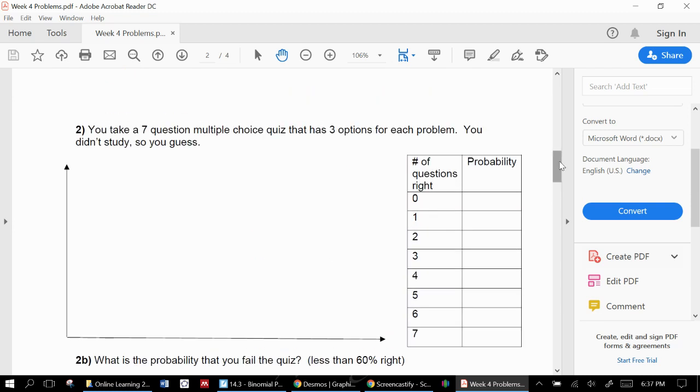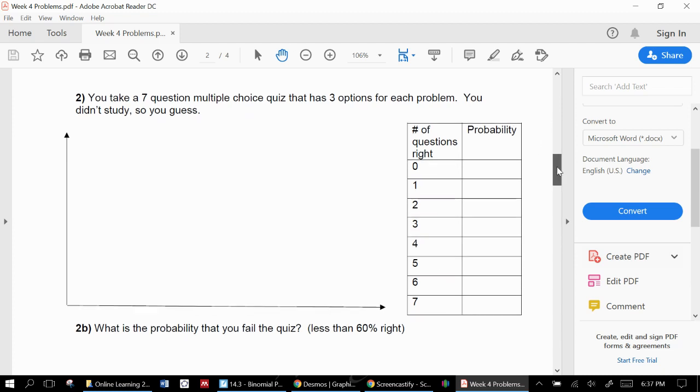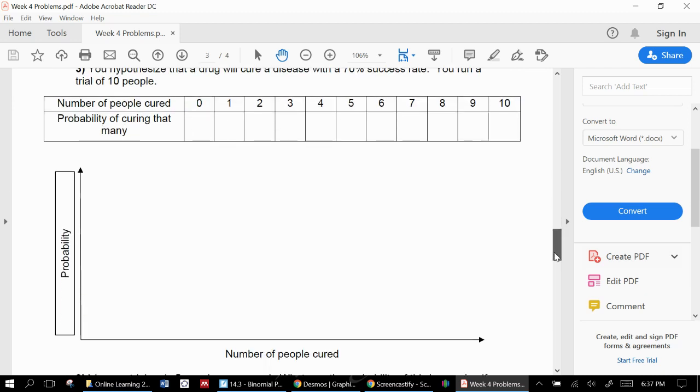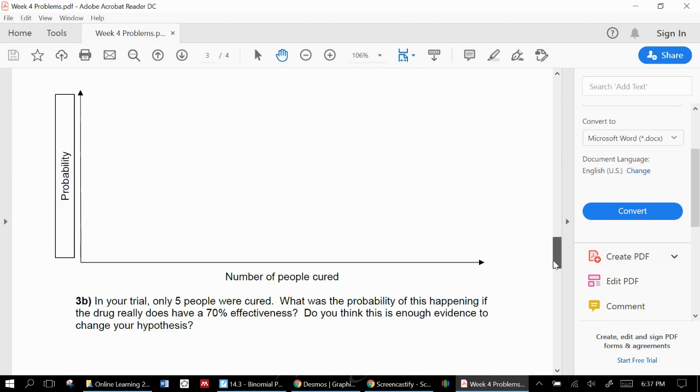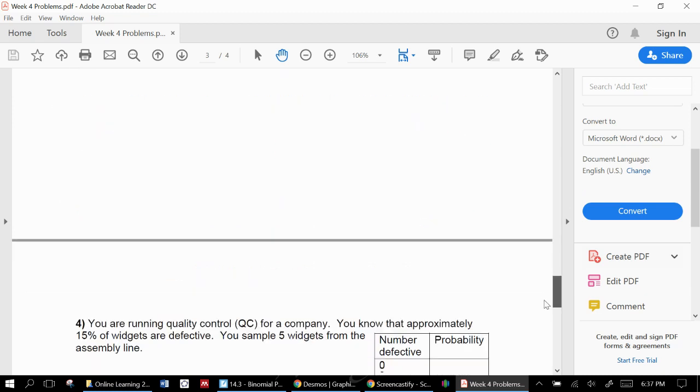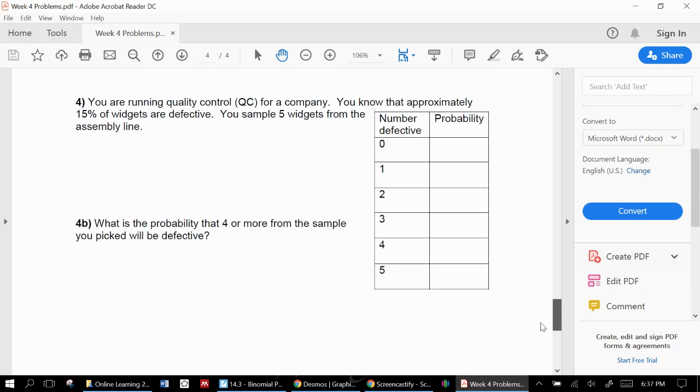I have given you a little space here to make a table if you want. Might be helpful, might not, but for sure the graph and then answering the question there. Same thing here. Man, I stole my own problem off of there. You're in luck. That one's going to be pretty easy. And then your last one here, another example, make your graph, answer the question.